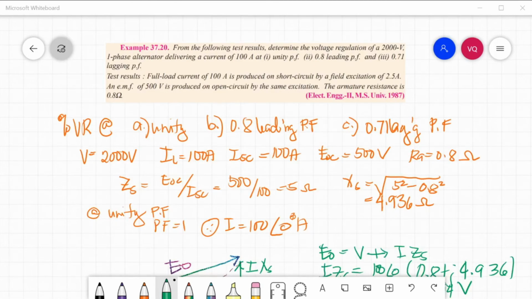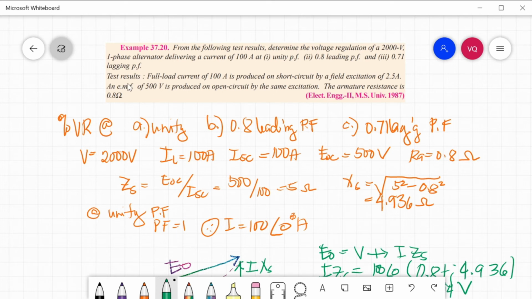Next example. From the following test results, determine the voltage regulation of a 2000 volts single-phase alternator delivering a current of 100 amperes at A, unity, B, 0.8 leading power factor, C, 0.71 lagging power factor.